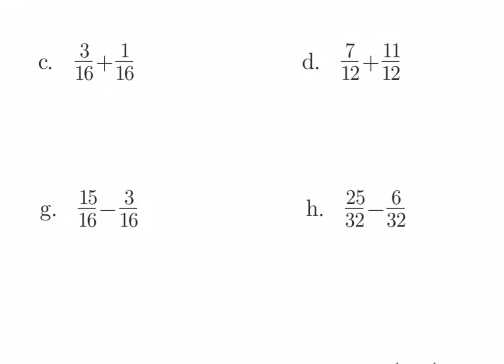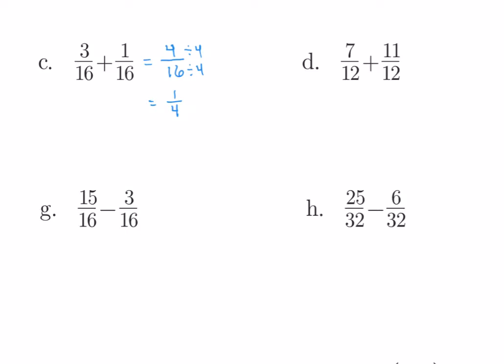All right, let's try a couple more. Example C. We're going to start by adding the tops. We get 3 plus 1 is 4. Keep the bottom, so we get 4 over 16. 4 and 16 are both divisible by 4. And if we divide by 4, we get 1 over 4. All right, 1 over 4 is in lowest terms, so we are done.